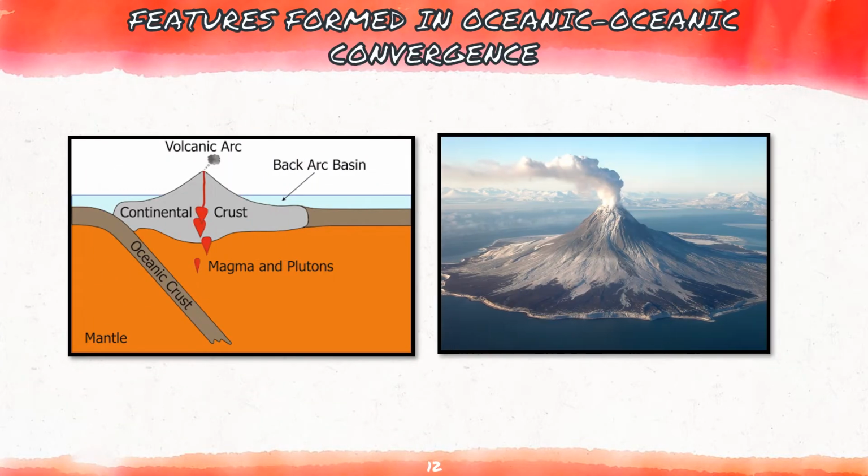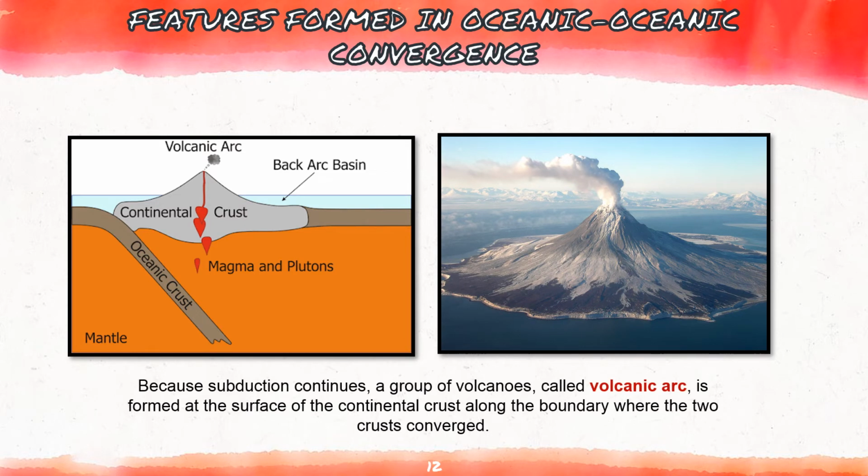Another feature is this one, similar to our first category. Because subduction continues, a group of volcanoes called the volcanic arc is formed at the surface of the continental crust along the boundary where the two crusts converge. Just like in the illustration, as the oceanic crust converges with the continental crust, the oceanic crust subducts, and then there is a formation of a volcanic arc on the surface of the continental crust.